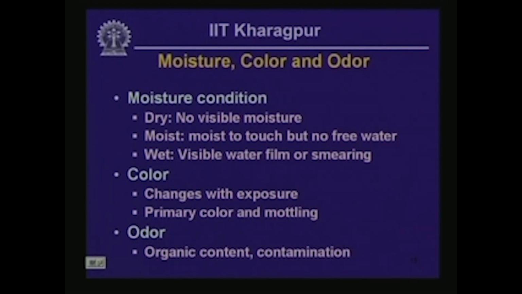For example, the layers within which the groundwater level fluctuates often have one primary color, say orange, and dark patches, and this type of coloration is called mottled orange black. Then you have to describe the odor, and that is important because, for example, if there is a lot of organic content within a particular soil, then the odor is going to be indicative of such organic content.